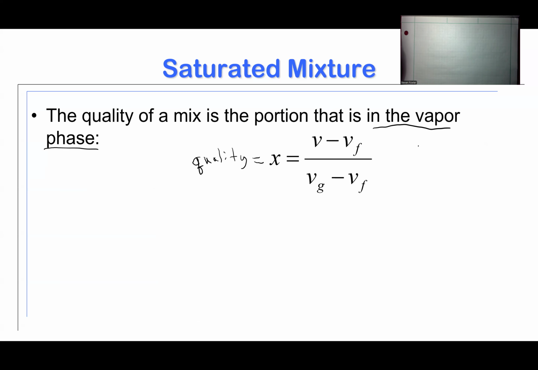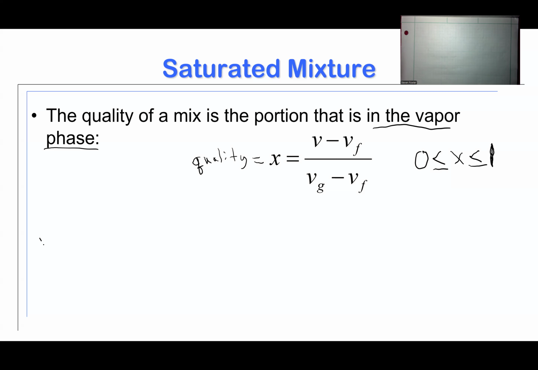So that quality value, that X value, is going to be between 0 and 1. It's basically the percent or the portion that's in the vapor phase. So if I've got a quality of 0.9, that means it's 90% in the vapor phase. If I've got a quality of 0, that means it's saturated liquid. If I've got a quality of 1, that means it's 100% in the vapor phase, so I have a saturated vapor. So you can calculate it based on specific volume.